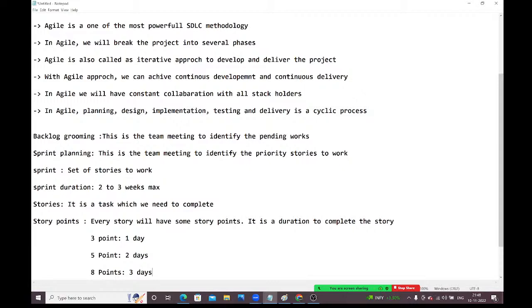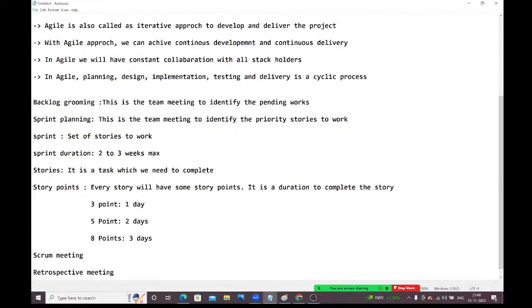Okay. So next, after story points, what do we have? Scrum meeting. It is a team meeting, guys. Scrum is a process. Here we will discuss the status of the work. Yesterday, what I have done.